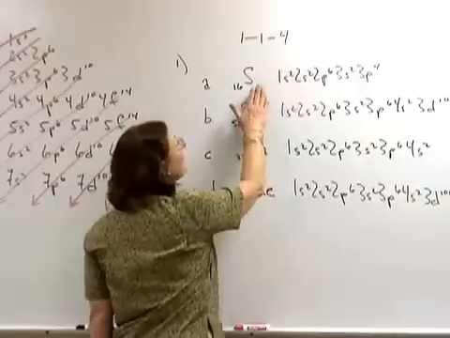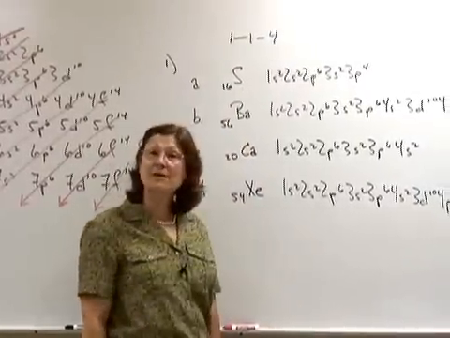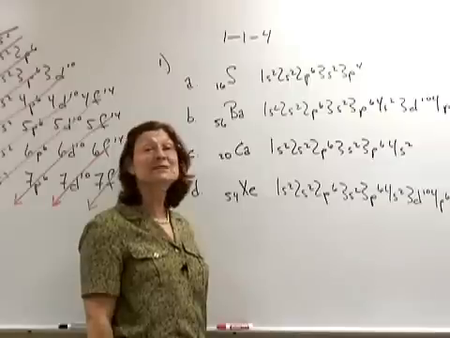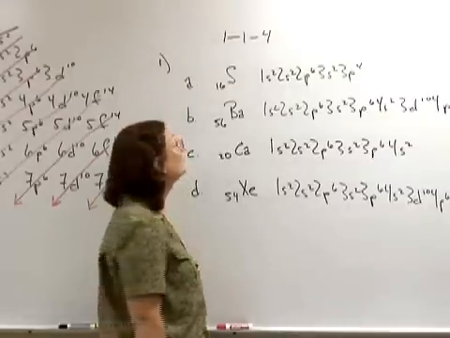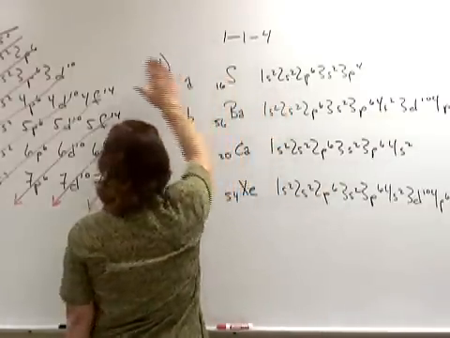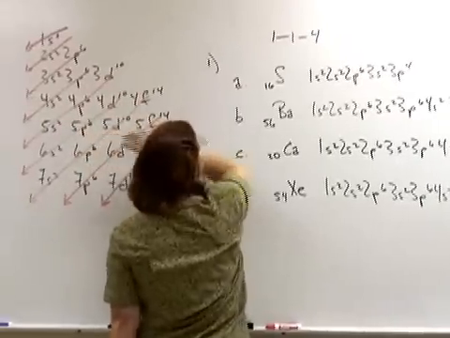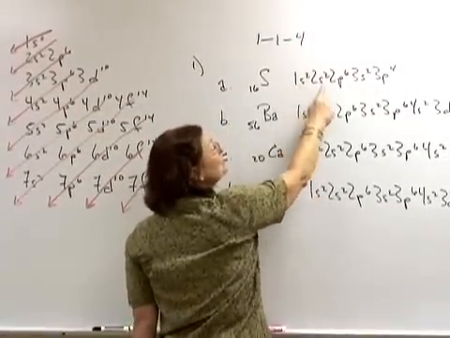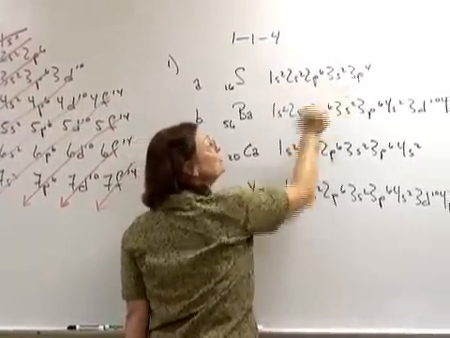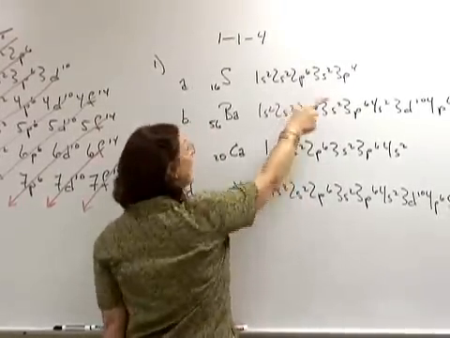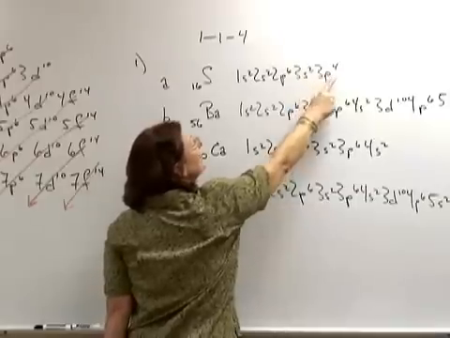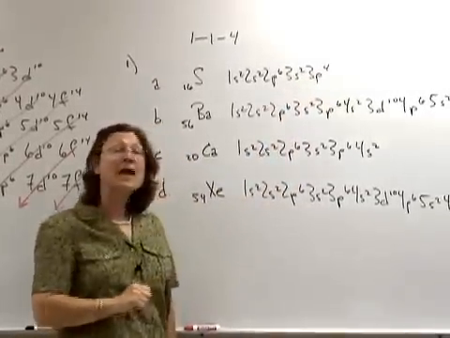Well, my first one that I have to do is sulfur, which is atomic number 16. It has 16 electrons and 16 protons in the neutral atom. I need to go to the maximums in my diagonal rule until I get to 16 electrons. 1s2, 2s2, 2p6, 3s2, and 3p4. And if I add these up, I get 16. 2, 4, 10, 12, and 16.